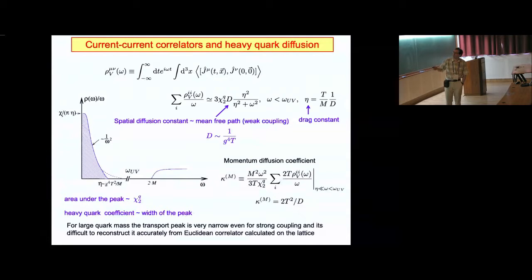But there is another problem. If you work in the heavy quark mass limit, as m is large, then no matter how large g is, eventually T over m will be small, and therefore you will always be dealing with a very narrow transport peak, which will be very difficult to reconstruct from the Euclidean correlation function, because essentially you can't distinguish it from a delta function. For all practical purposes, if the quark mass is heavy, this transport peak will just appear as a delta function. You won't see its internal structure, so you wouldn't be able to extract the relaxation time, or the width of this transport peak, which would give you the heavy quark diffusion.